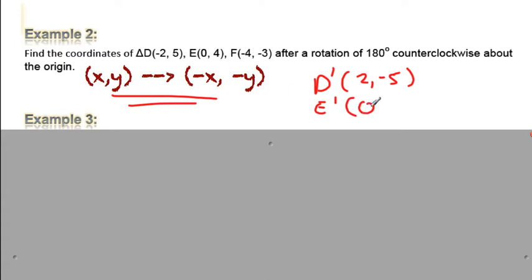E prime would go to (0, -4). And F prime would go to (4, 3). Because I just made them the opposite. That's what the rule is. All right, it's that simple.